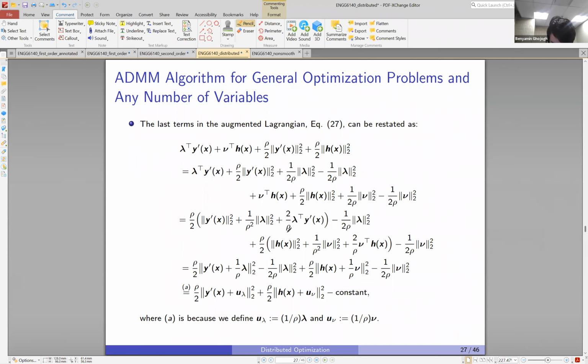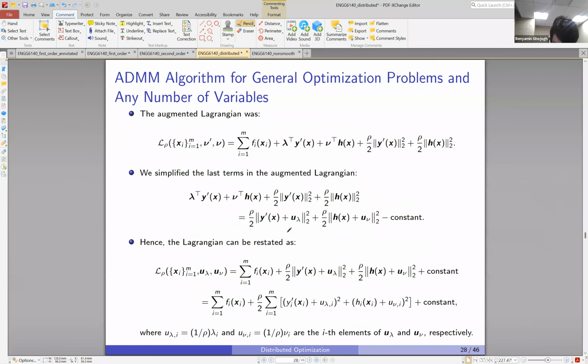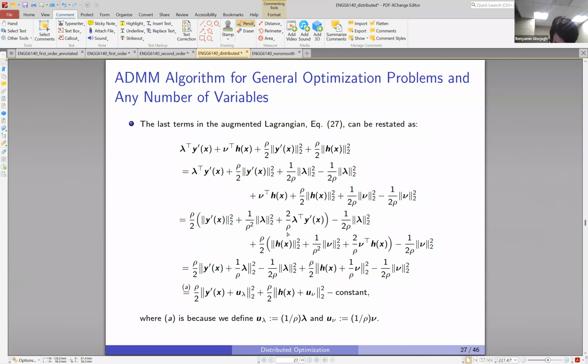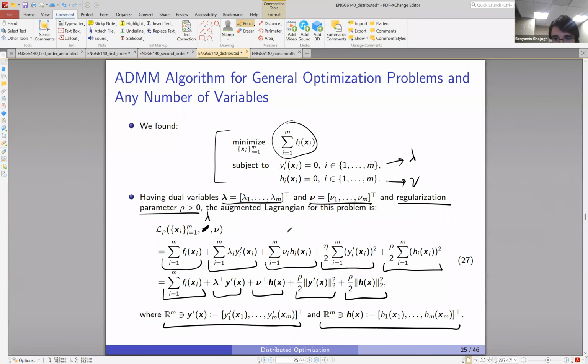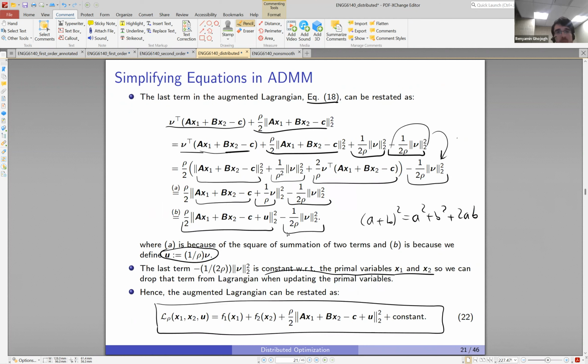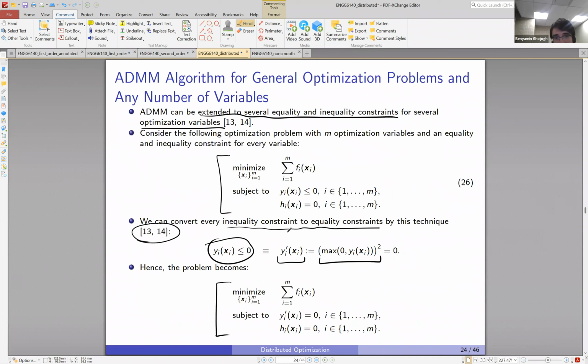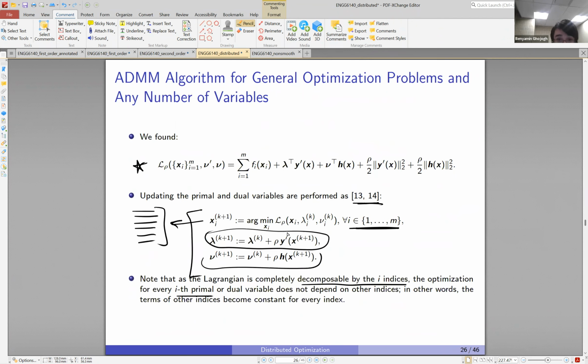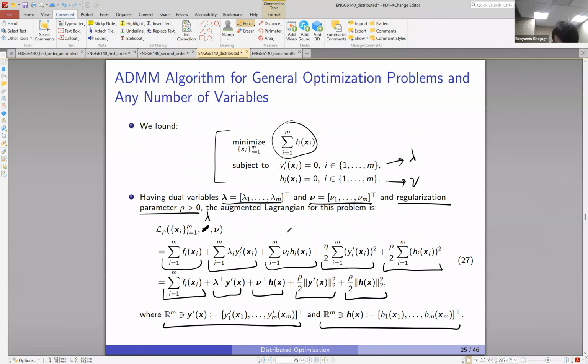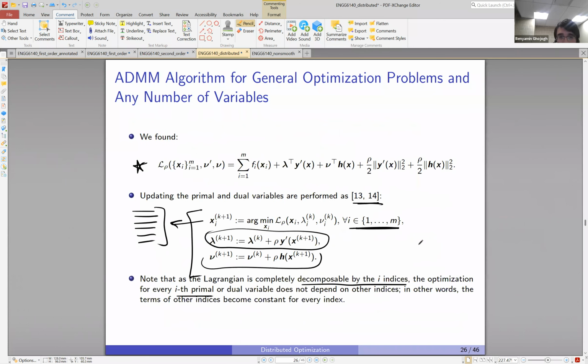So the last terms in the augmented Lagrangian, equation 27. Here was the... now I'm simplifying. Do you remember here? We simplified the last terms. Now I'm simplifying the last terms for this one. So here, what are the last terms? Okay, here. These, and these. Let's simplify them.